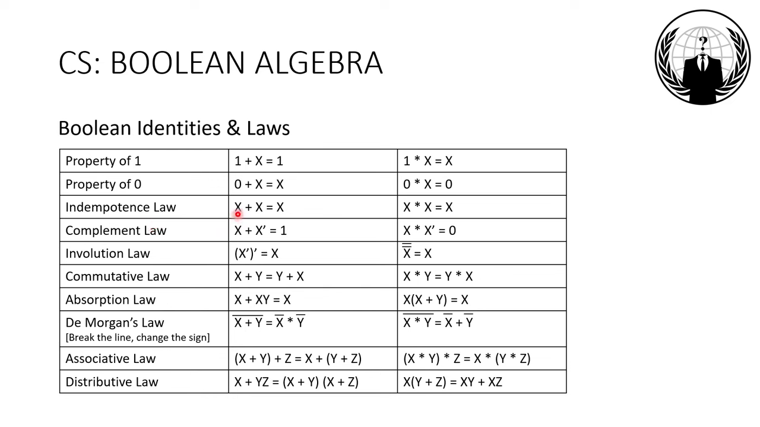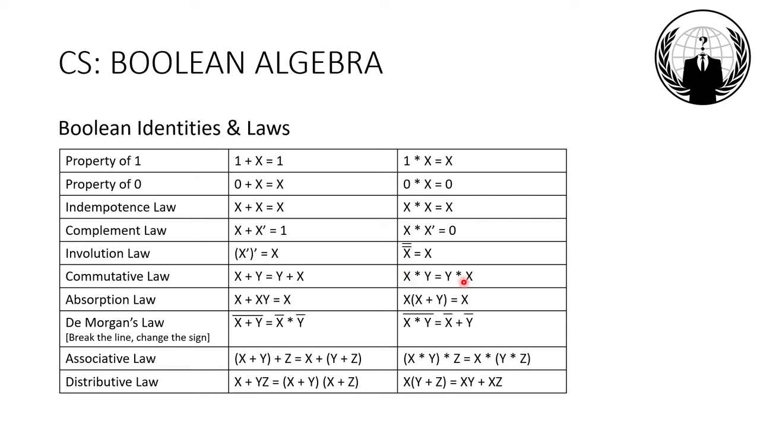Now the idempotence law. The idempotence law says that x plus x is equal to x and x multiplied by x is equal to x. Now the complement law: x plus x not is equal to 1, x into x not is equal to 0. Now the involution law, which says that x double complement is equal to x, or x double not is equal to x. The commutative law is similar to that in mathematics. x plus y is equal to y plus x, or a plus b is equal to b plus a.